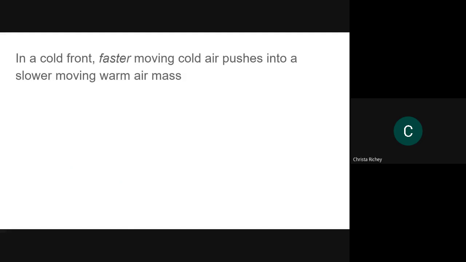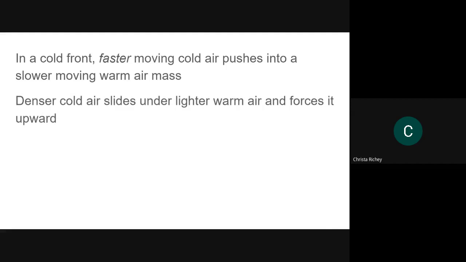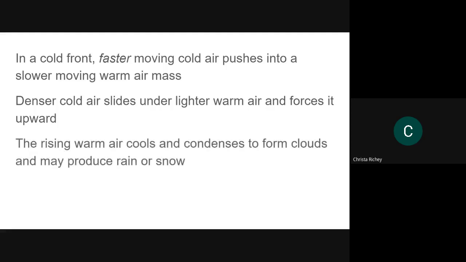And then on the next slide, I got the rest of it. You do have faster moving air that's pushing into a slower, warmer mass. Once again, cold fronts tend to move the fastest of all of the fronts. Not every single time. That is the general rule of thumb. Your denser cold air slides underneath your warm air, lifts it.